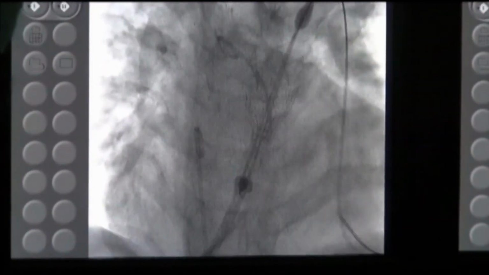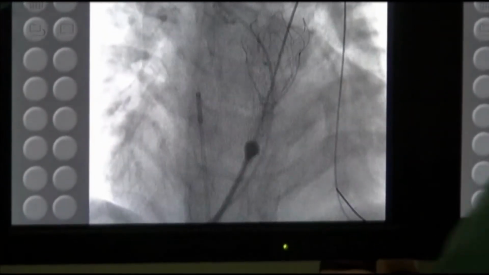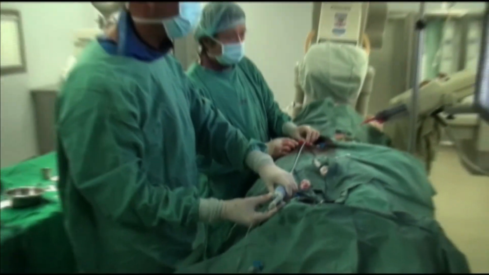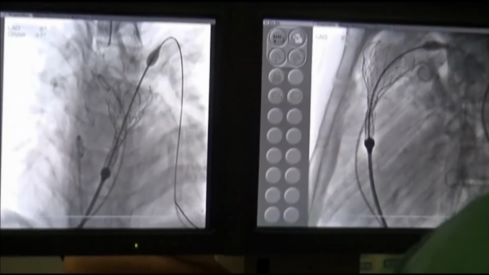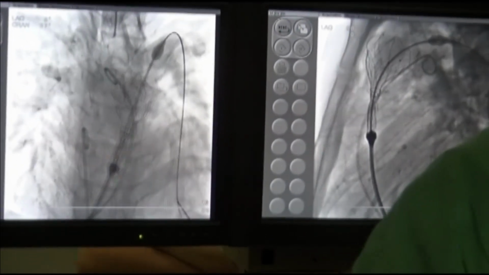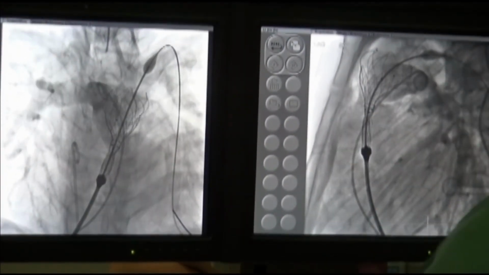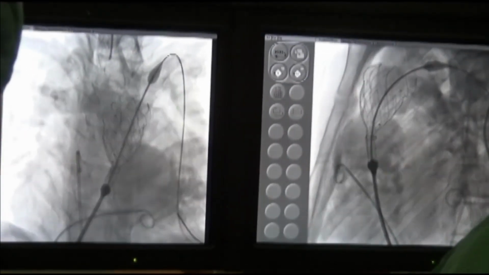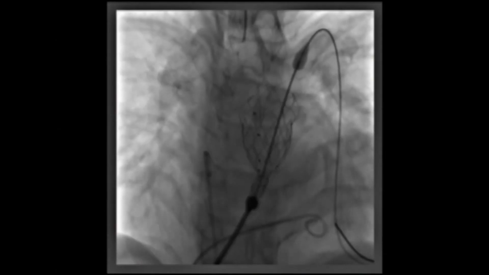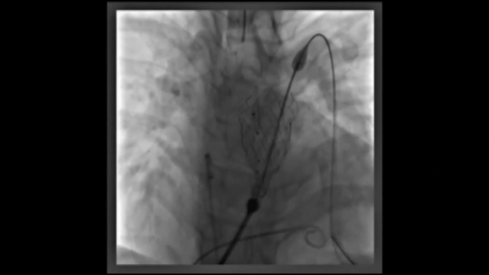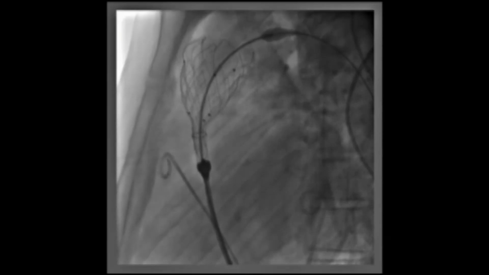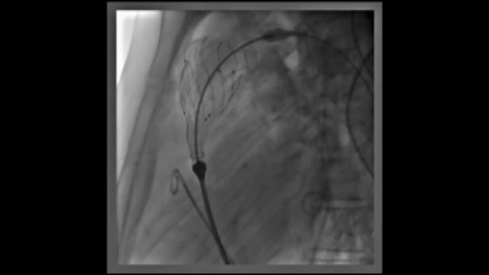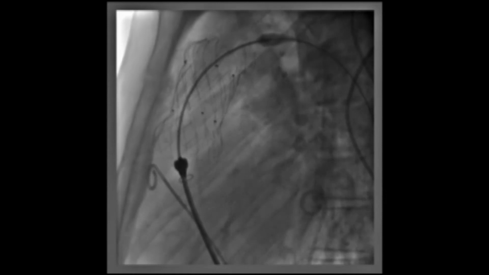We do angio again, then keep deploying. So from both AP and the lateral, we saw that the valve position is very good. So we just keep deploying, and you can see the circle almost completely deployed. From the lateral view, before it was the AP view, yeah, completely deployed.